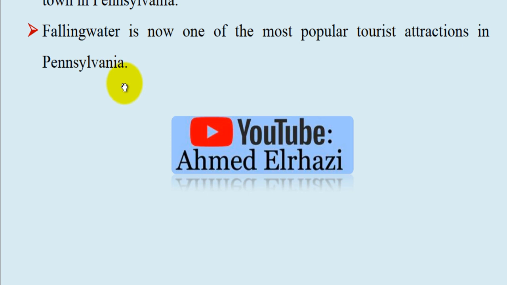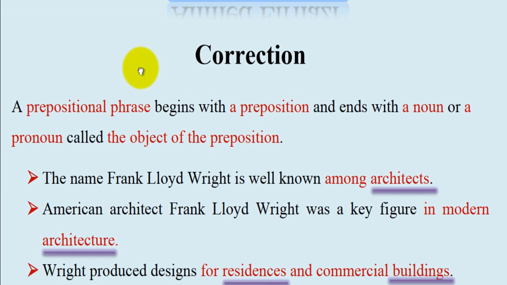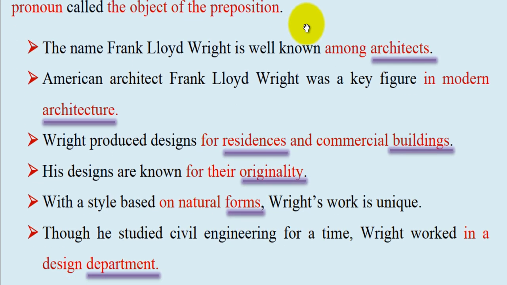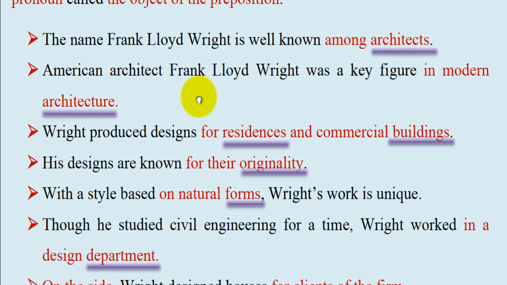دركا غندوز مباشرة للتصحيح. Correction. تذكير فقط. Prepositional phrase begins with a preposition and ends with a noun or a pronoun called the object of the preposition. نشوفوا الجملة الأولى وغنمشي مباشرة اللي بالأحمر راها prepositional phrase واللي مسطر تحتها راه الأوبجكت ديال prepositional phrase. هنايا عندي preposition هي among architects. The whole thing is a prepositional phrase and architects is the object of the prepositional phrase.